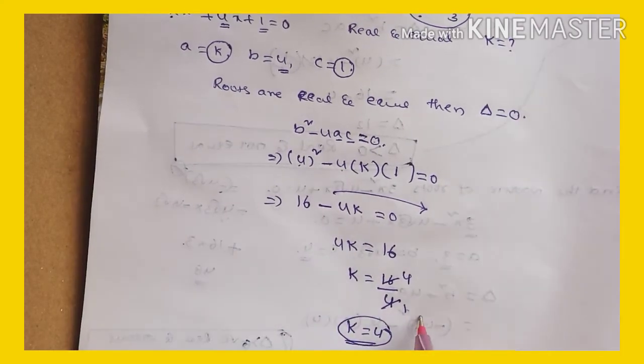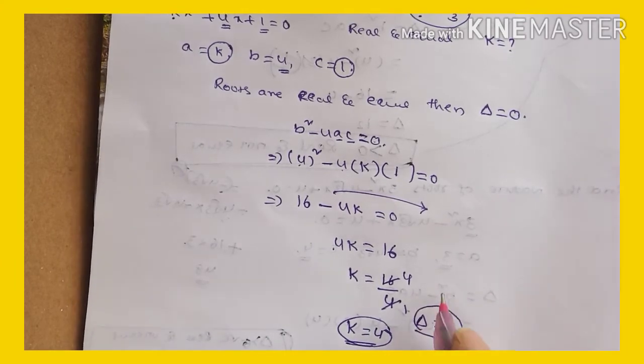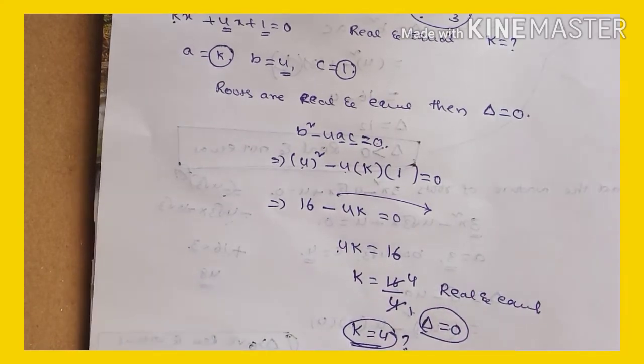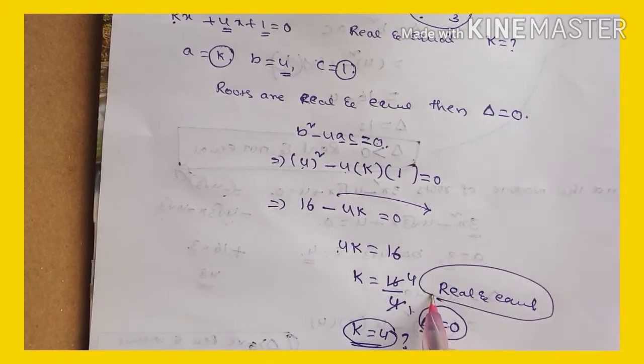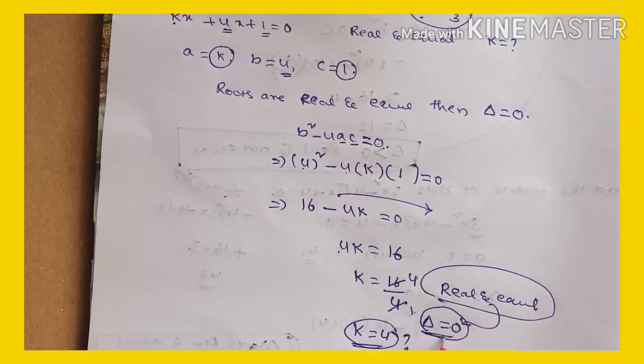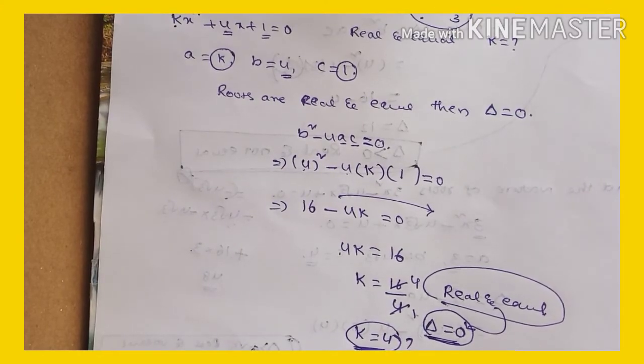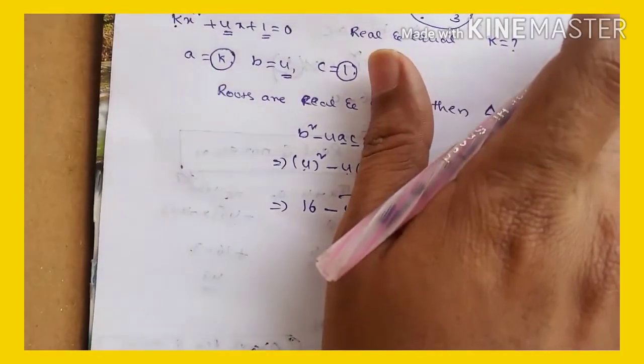So if the delta value is equal to 0, this is not given directly in the problem; he has given a statement as roots are real and equal, then what is the value of k? If you are given this wording, you have to use delta is equal to 0 and find the value of k. You got in this problem k value is equal to 4.